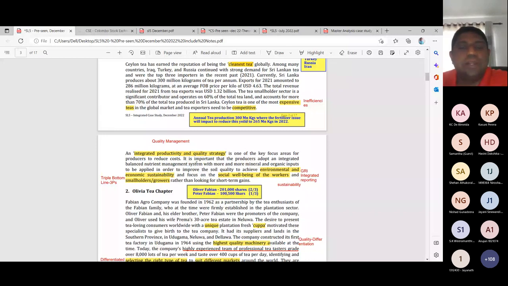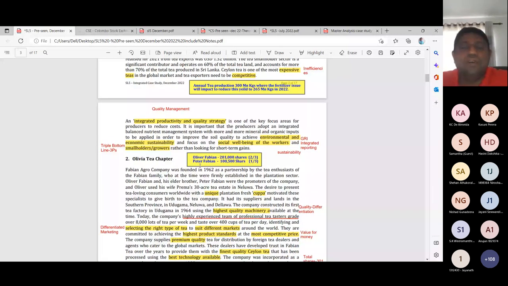An integrated productivity and quality strategy is one of the key focus areas for producers to reduce costs. So we have to work on quality and productivity together. We have to connect these two. Quality management plays an important role here. That is another area you have to carefully study.